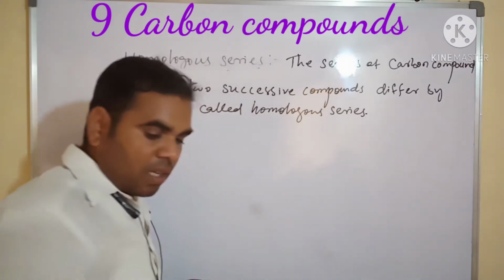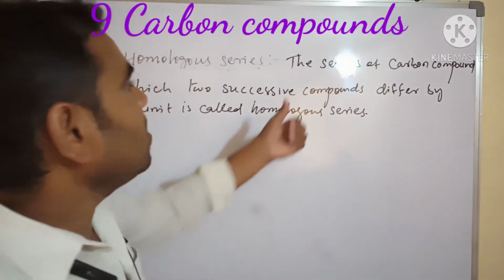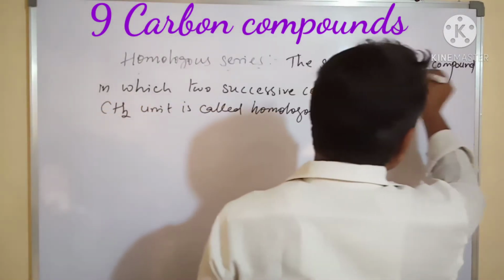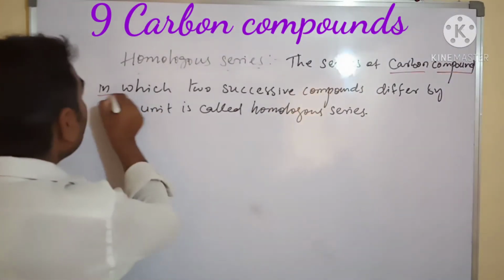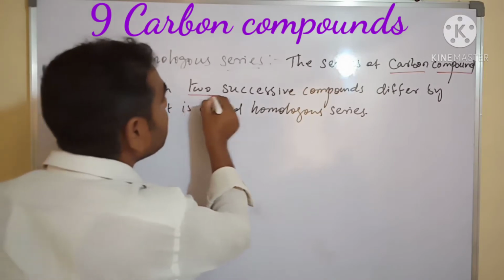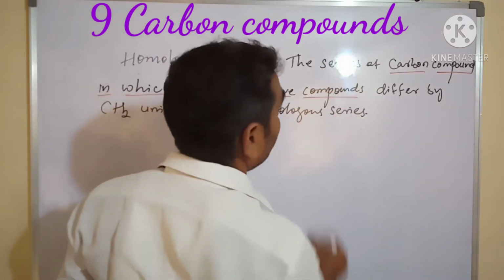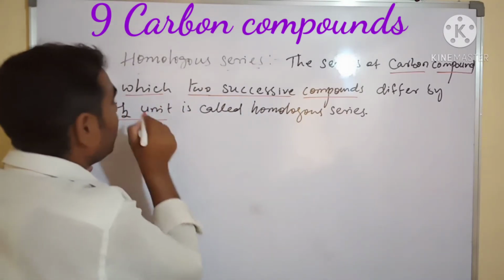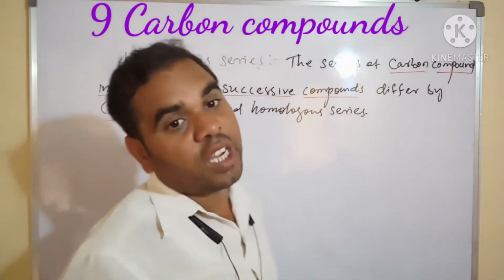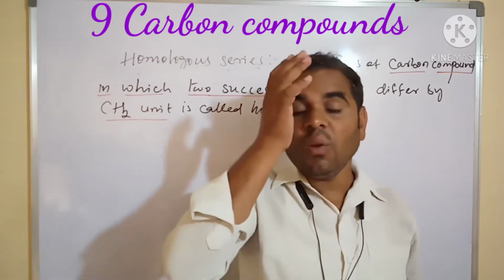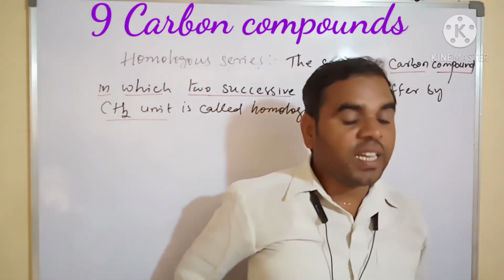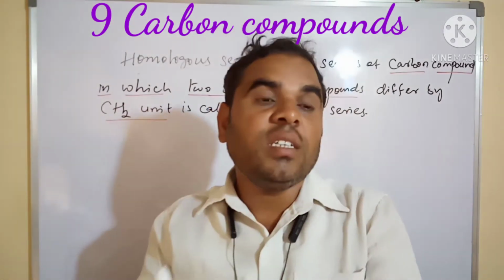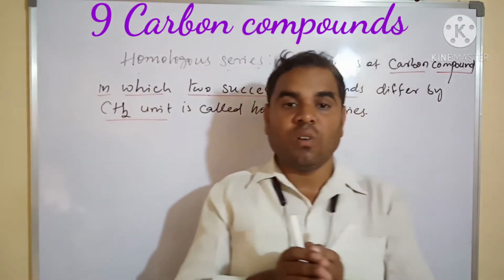See what is said in homologous series? The series of carbon compounds in which two successive compounds differ by CH2 units is called homologous series. Homologous series means the same alkyl group and the alcohol group are there.